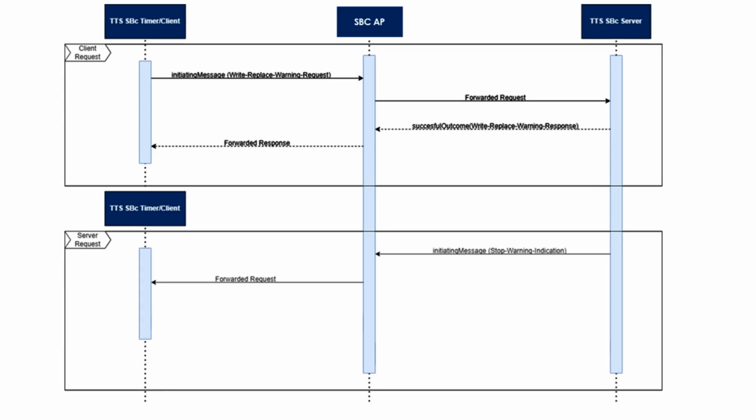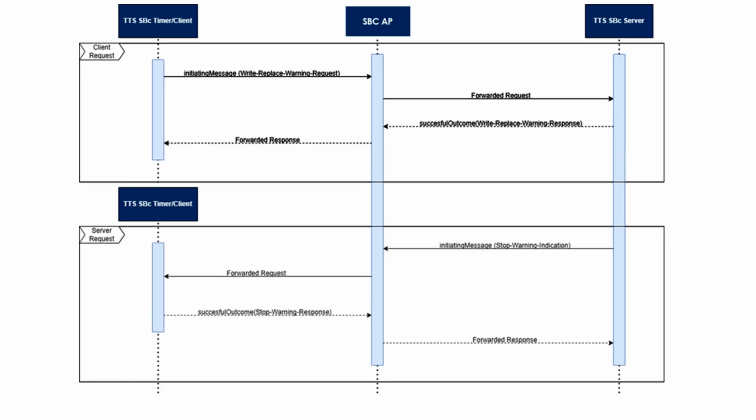In the second scenario, the server initiates the write-replace warning indication procedure by sending a message using the SBc AP protocol. This message is forwarded to the client. Upon successful reception of the request, the client forwards the message to the server and returns a stop warning response.